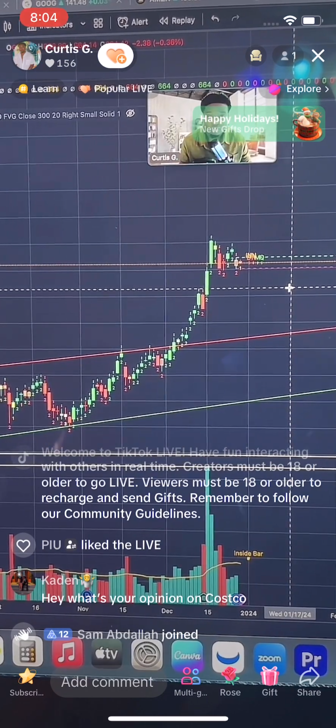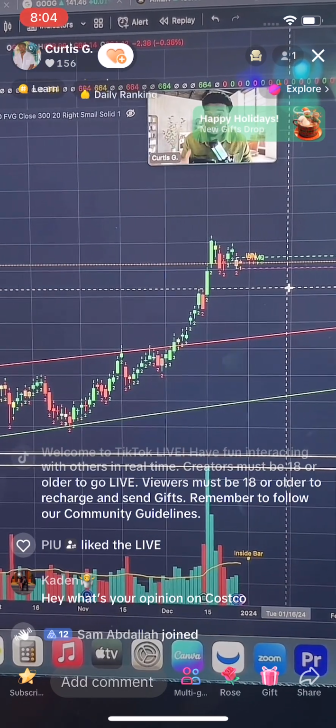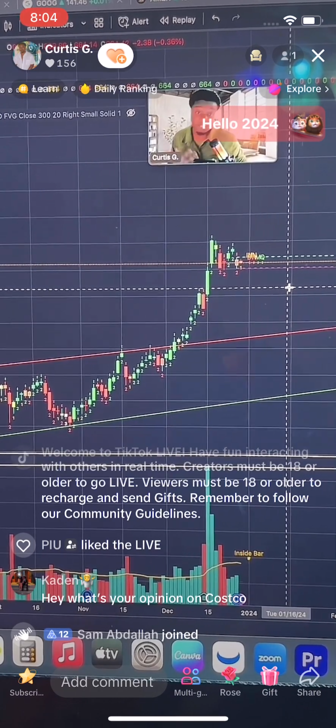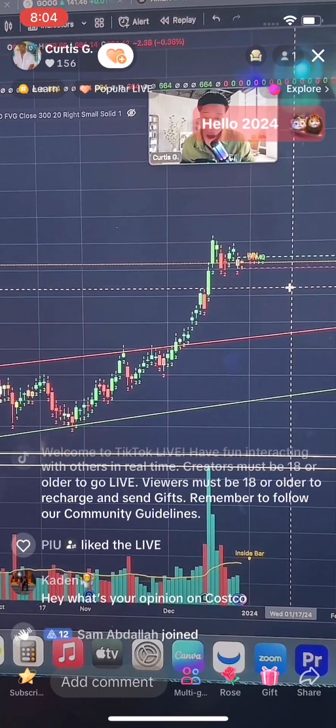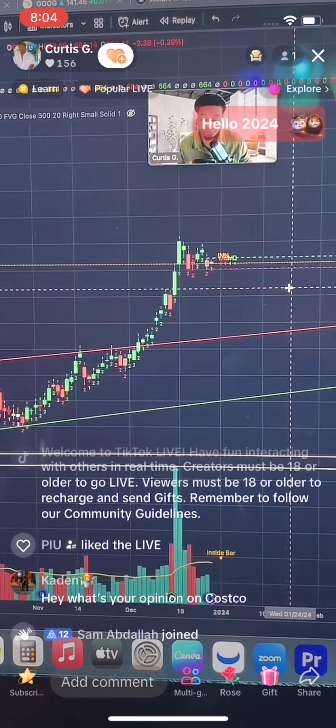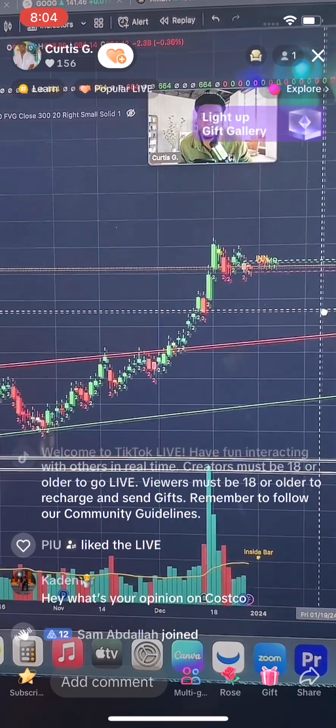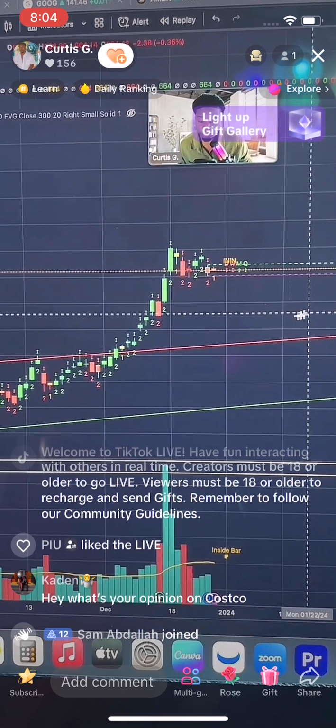You'll hear people kind of criticize Costco because it's always expensive. It always trades at a premium, but that's just the nature of how good the quality of the company is. So if we're talking long-term for Costco, ticker symbol COST, which is what we're looking at right now, this is currently the daily chart. So each one of these candles represents a day.